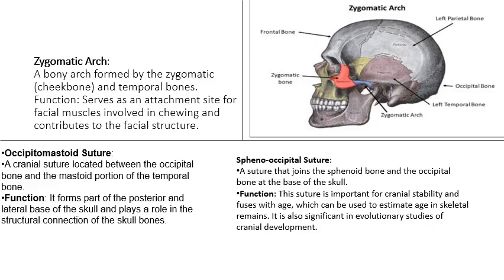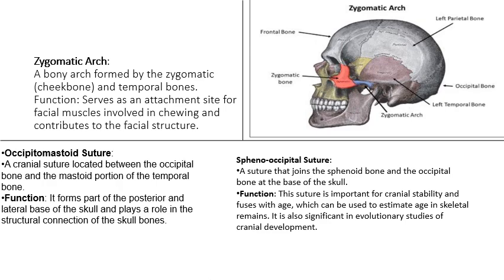Zygomatic arch. The zygomatic arch is a bony structure, the cheekbone, which is located near, actually under, the temporal bones. It serves as an attachment site for the facial muscles. It is also used in chewing and contributes to the overall facial structure of a person.